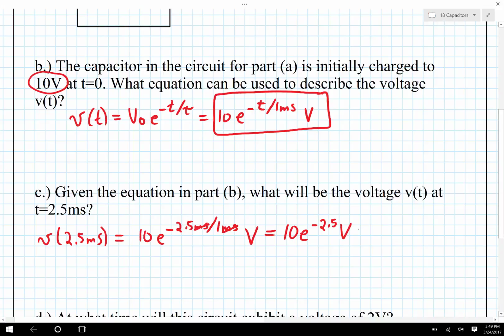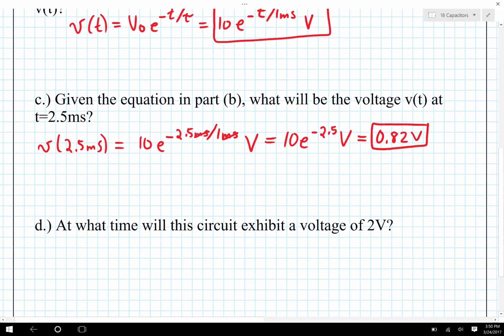And if you put this into your calculator, you end up with 0.82 volts. Now let's just think here for a second. 2.5 milliseconds is exactly 2.5 time constants in. I know that 1 time constant in, I'm down to about 36.8%. 2 time constants in, I'm about 15%. And I'm now 2.5 time constants in, so I must be down maybe around 8 to 10%. And 8 to 10% of 10 volts would be 0.8 to 1 volt. So I'm feeling pretty good about the fact that I got that answer right.